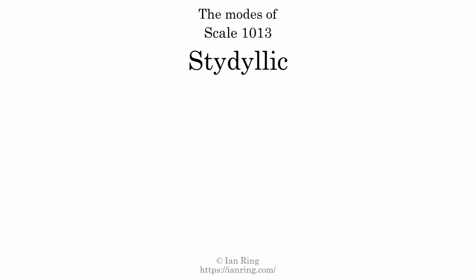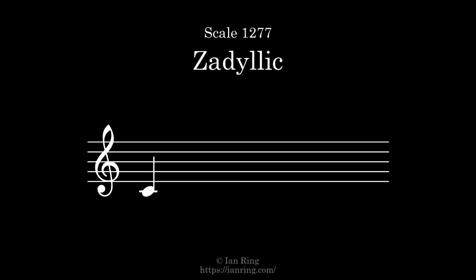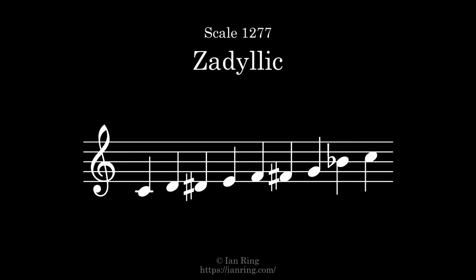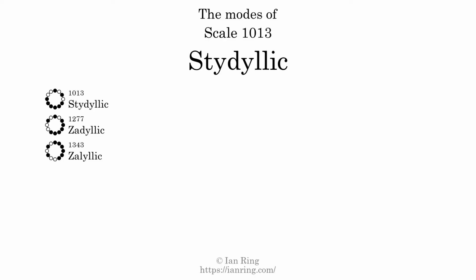This scale has 8 modes. The first mode is itself. The second mode is scale 1277, also known as Stydyllic. It sounds like this. The third mode is scale 1343, also known as Stydyllic. It sounds like this.